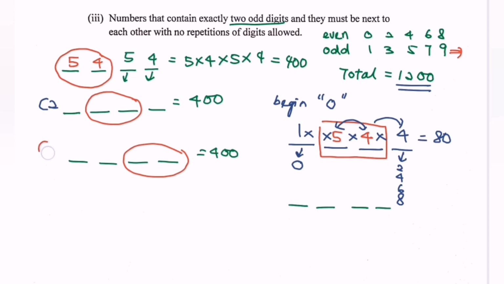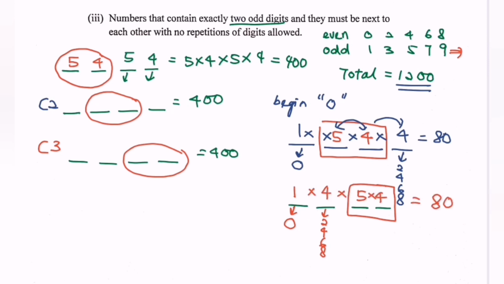Repeat the situation. Next, for case 3, where the odd digits are located over here. Again, we have 5 and 4. Here, let's say we begin with 0, so we have only 1 selection. And then here we have 2, 4, 6 and 8, where we have 4 selections. If we multiply, again we have 80 numbers beginning with 0 for case 2 and case 3. It is impossible for case 1 to begin with 0, so we only consider case 2 and case 3. So in order to have the numbers that contain only 2 odd digits, where the odd digits must be next to each other and no repetition of digits is allowed, it's very simple: we have the total, which is 1200, minus for case 2, where we begin with 0, 80 numbers. Then for case 3 it is also the same, another 80. So in total, we have 1040 for this case.